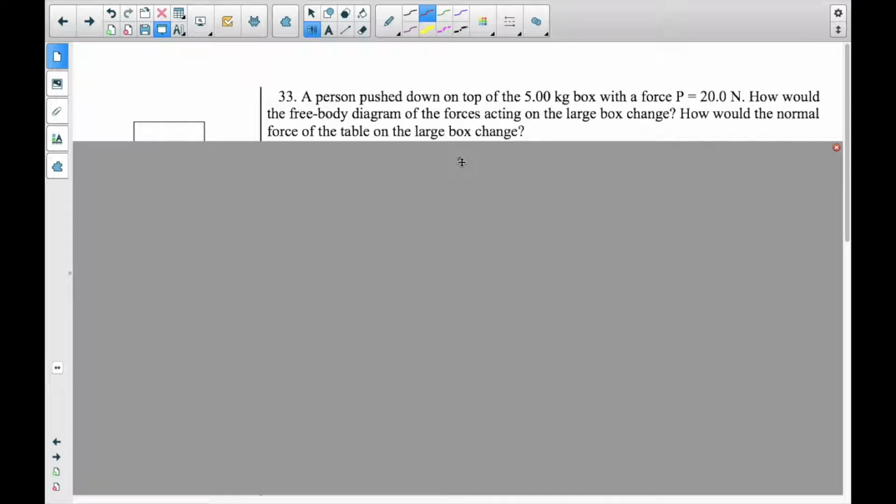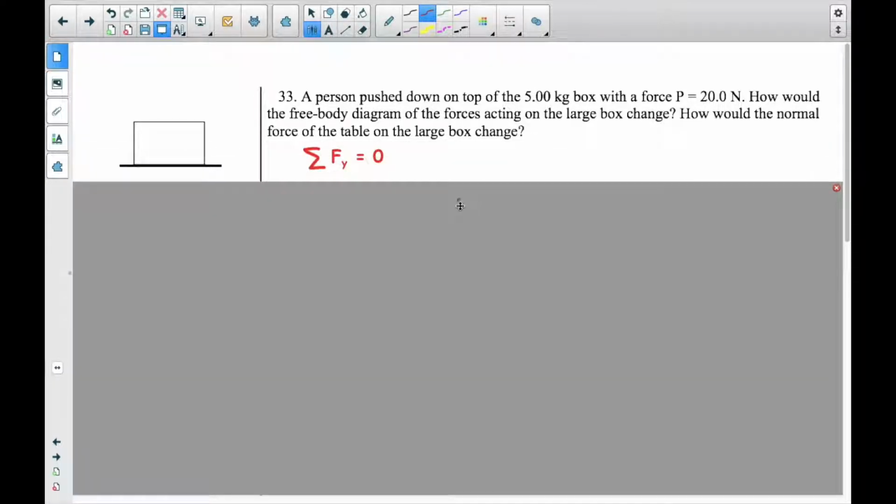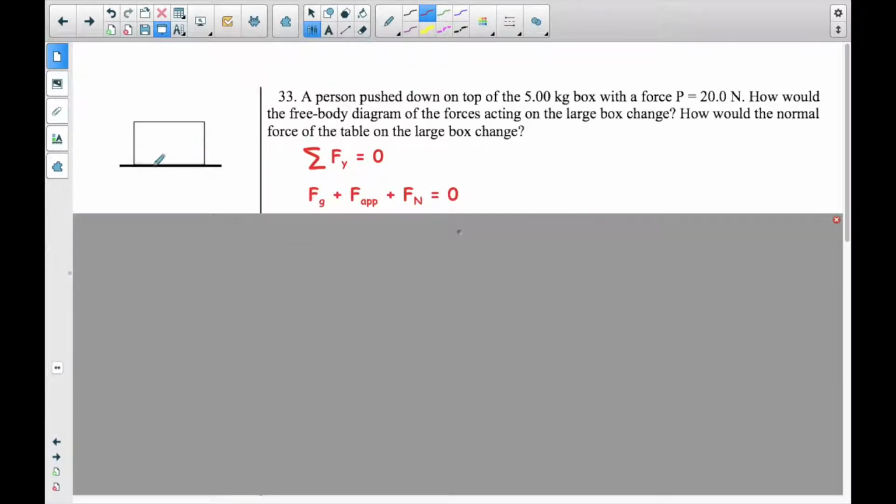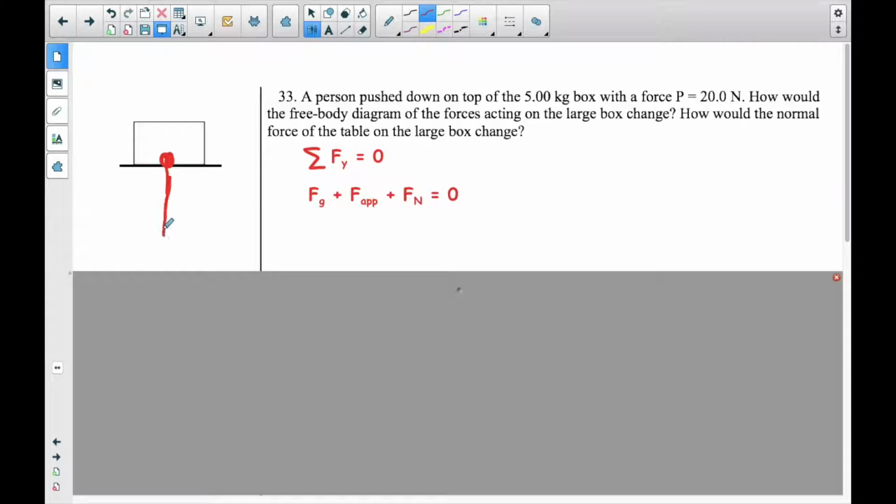So what would happen if a person pushed down on the box with a force of 20 newtons? How would the free body diagram of the forces acting on the box change? And then how would the normal force change? Well, let's go over to our diagram and draw our free body diagram. We are going to have the normal force. My gravitational force is this long, and on the other page we figured out that that was 49 newtons, and it's negative because it's going down. What if someone pushes down on the box with another 20 newtons?